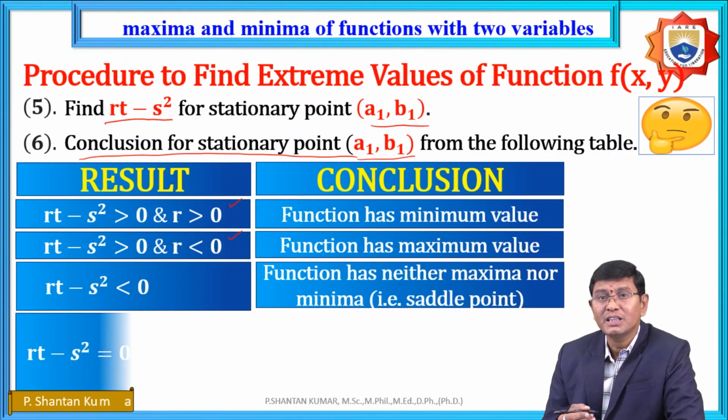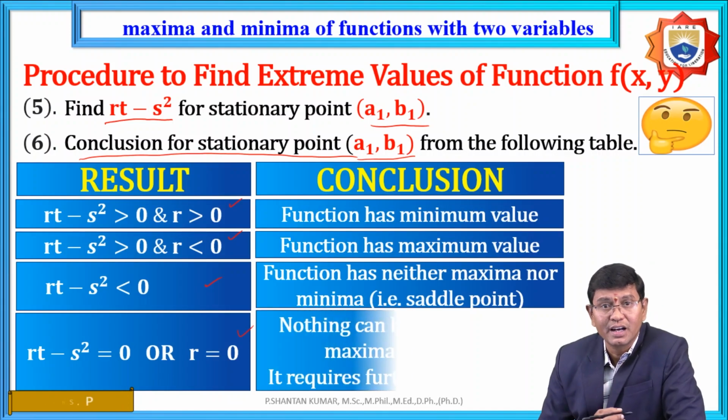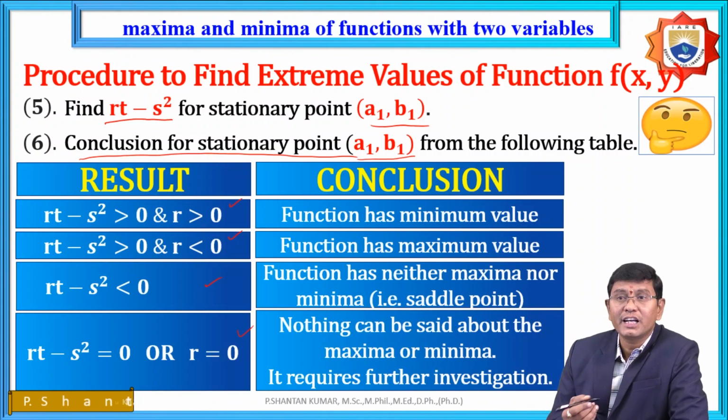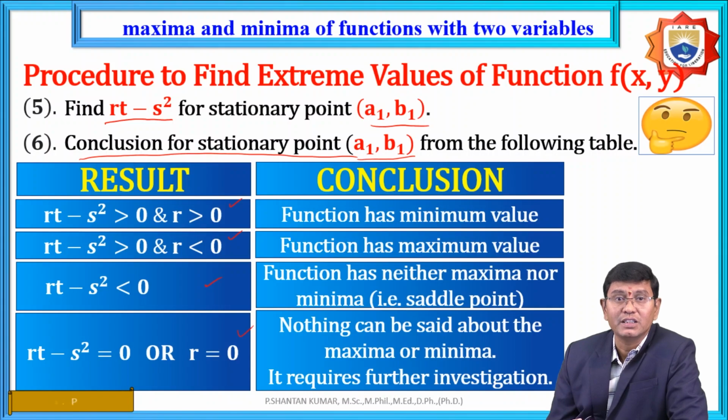And further, if rt minus s square is equal to 0, or r is equal to 0, that means further investigation is required. That is, nothing can be said about the maxima or minima. Further investigation is required.